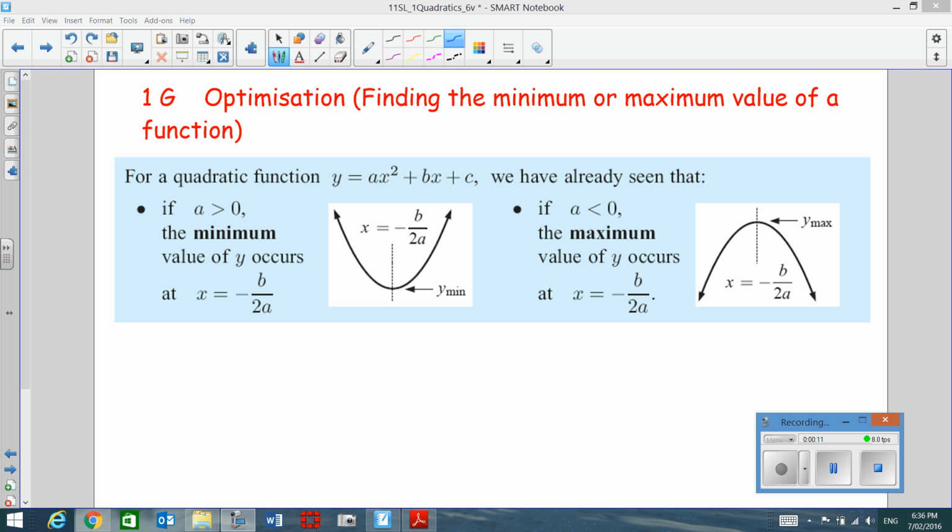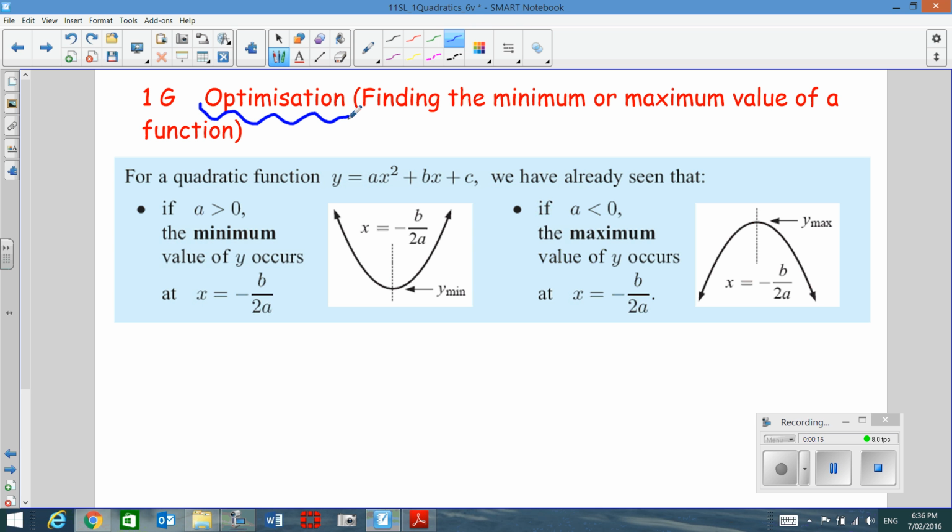We're going to be discussing the second half of application questions, which has to do with optimization. When you optimize, you're finding the minimum or maximum value of a function. So we're really looking for the vertex, and you guys already know how to do that. So you've already got some experience looking for your vertex.